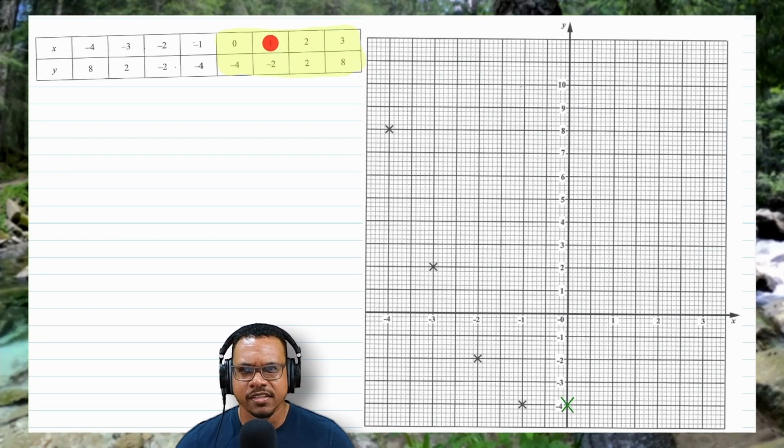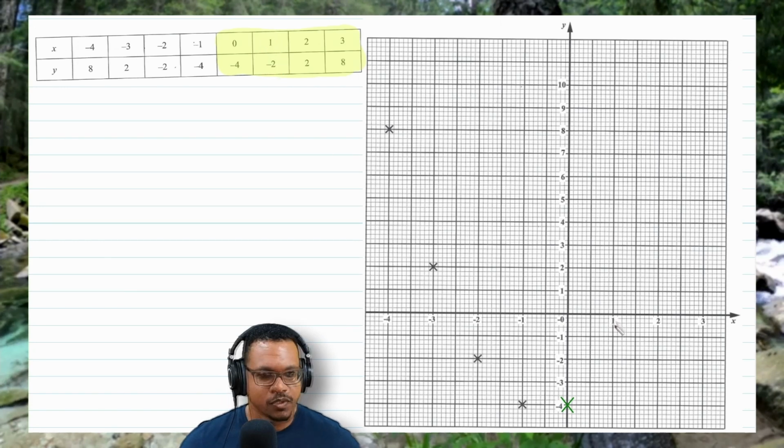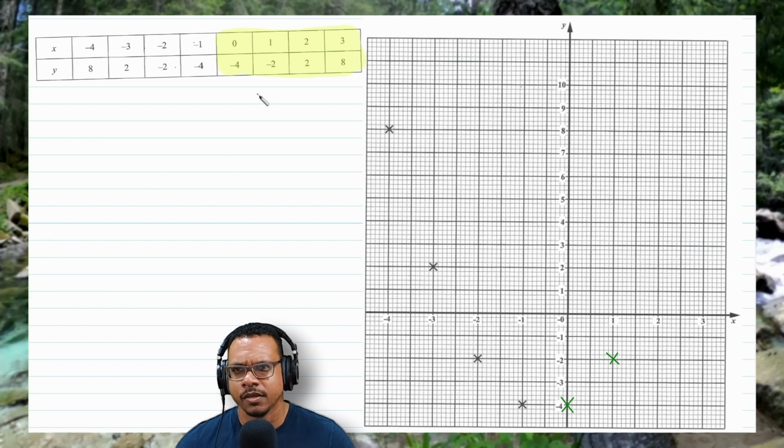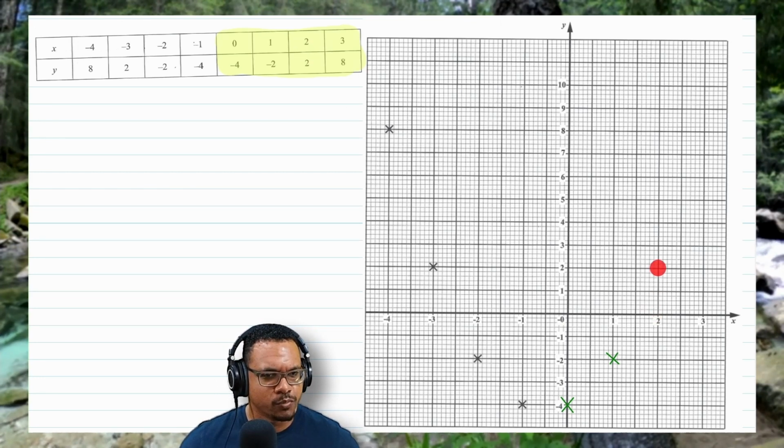Then we are plotting 1 on the x with -2 on the y. So 1 on the x is here and -2 on the y will be here. Then we are plotting 2 on the x with 2 on the y. So 2 on the x is here, going up to 2 on the y, which will be right here.